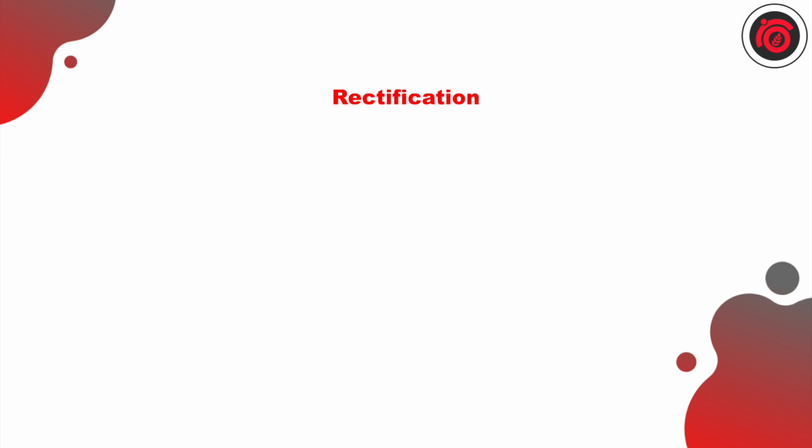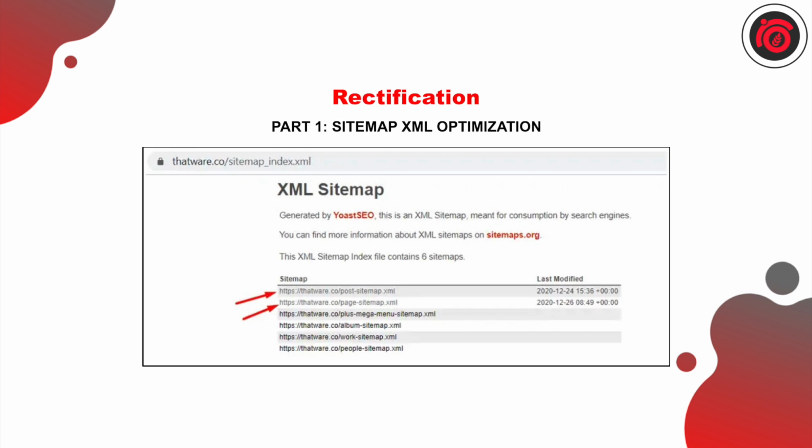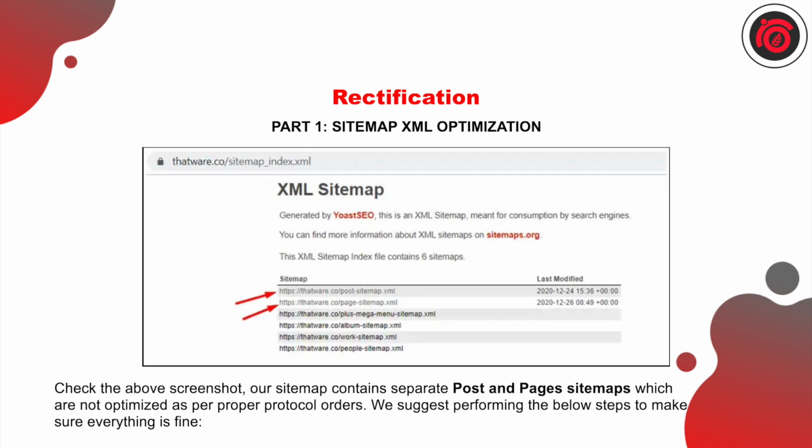So how to rectify the crawl budget? First part is keeping focus on your XML sitemap. If you have a WordPress sitemap, you may see something like this after you write thatware.co/sitemap.xml, or in our case it is sitemap_index.xml. You will see that there are two particular sitemaps, the post sitemap and page sitemap, which are not optimized. We have to optimize them.